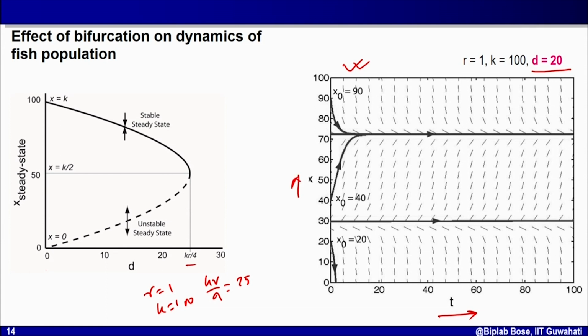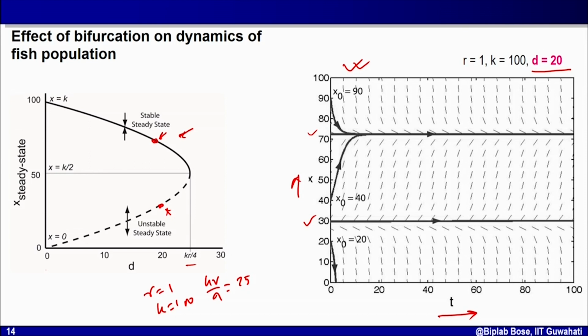So if you see the bifurcation plot here, d is here at 20, so that means I will have one steady state here, another steady state here. So the bifurcation plot is telling me that I should have two steady states, and this one is unstable, the other one is stable. So in the direction field also, I have one steady state here near 30 and another steady state near 70.